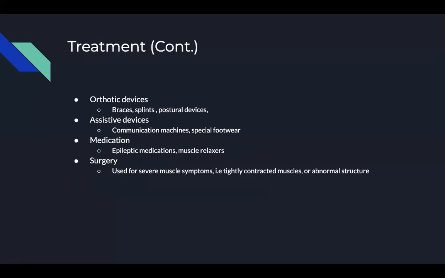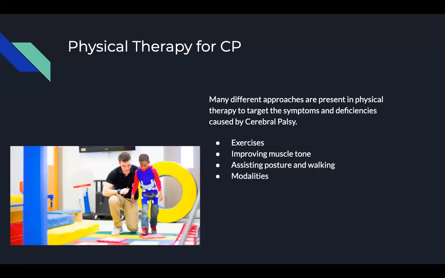Surgery is not often used, but if it needs to be, it can be. It's used for very severe muscle symptoms. So if somebody has very tightly contracted muscles or an abnormal structure, the doctor will often order surgery to help kind of relieve that. Physical therapy is a big part of this diagnosis.